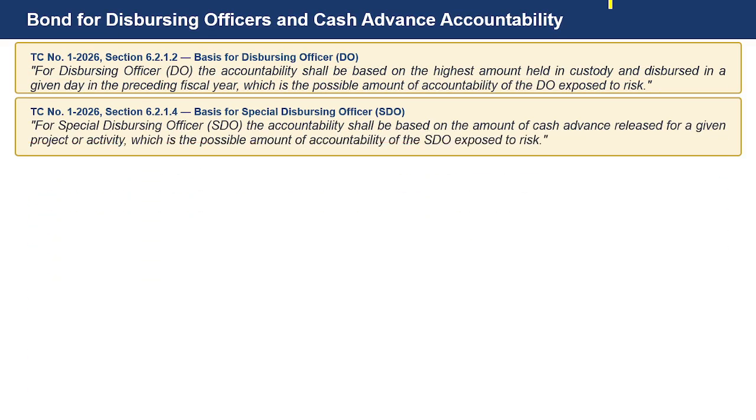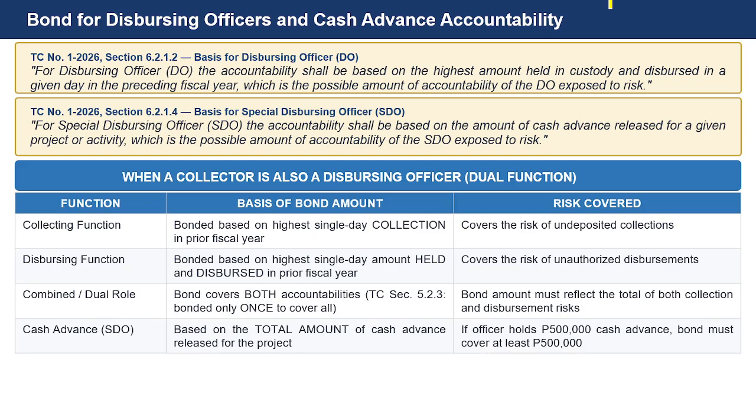Special attention extends to disbursing officers and officers holding cash advances. Bonding rules differ here. A disbursing officer's bond is based on the highest single-day disbursement figure from the preceding fiscal year, the same underlying logic as collecting officers. An officer holding a standing cash advance must be bonded for an amount reflecting the maximum cash advance balance authorized. In smaller local government units, it's common for one individual to serve as both collecting officer and disbursing officer. That bond must cover both roles simultaneously, not collection alone, or there is a real and dangerous gap in coverage. Next slide.